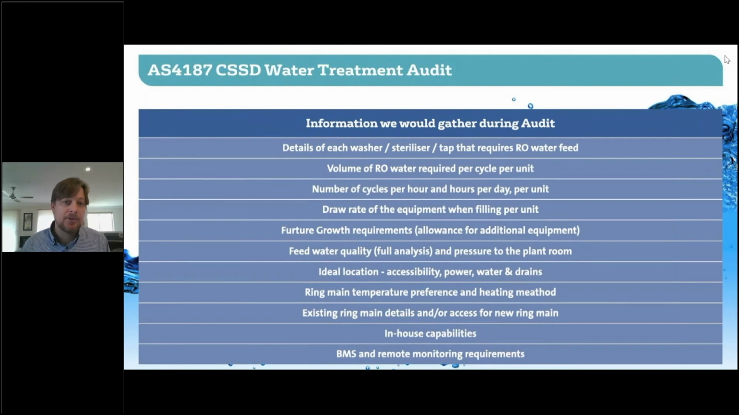So when we come to site to do a CSSD, AS4187 CSSD water treatment audit, the information that we will be gathering will be the details for each washer and sterilizer and tap in your CSSD that requires RO water feed. We'll be looking at the volume of RO water that's required for each unit per cycle, how many cycles per day, how many hours per day it's operating per unit, the draw rate of the equipment when filling, and we also look at the future growth requirements for the site.